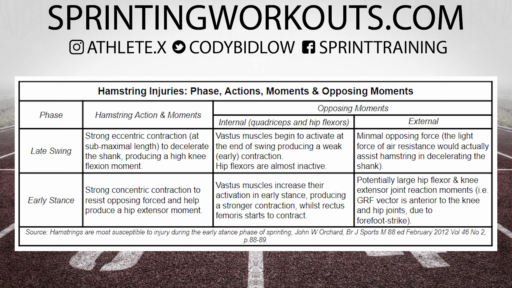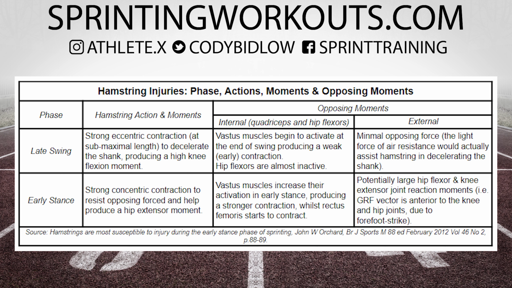On the flip side, if we think about the early stance phase, we have a strong concentric contraction, which resists the opposing force of the ground under you. And it helps produce a hip extensor moment. So the hamstrings are assisting in extending the hip once you're on the ground. Not only are they extending the hip in anticipation of hitting the ground to strike the ground, but also once you're on the ground, they're helping produce that hip extensor moment.